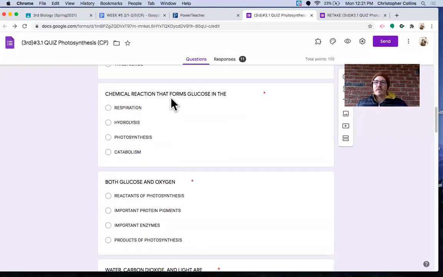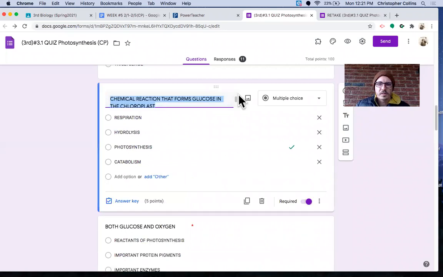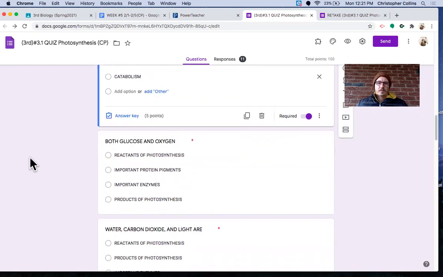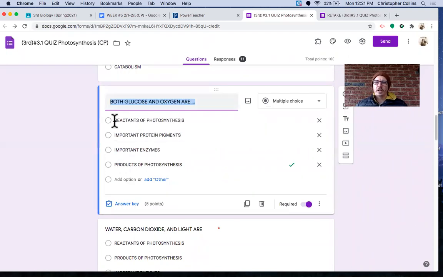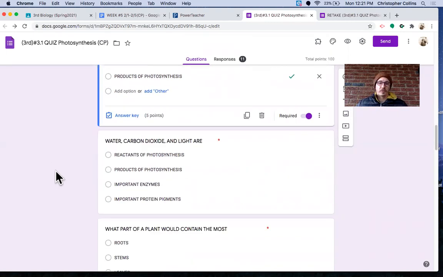A chemical reaction that forms glucose in the, where's the rest of the question? In the chloroplast, okay? And that would be photosynthesis, okay? Both oxygen and glucose are what? Well, both oxygen and glucose are products of photosynthesis, right? Plants produce glucose and they produce oxygen as a result of photosynthesis.